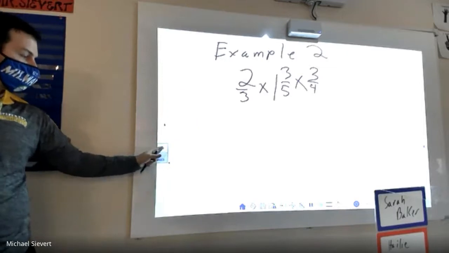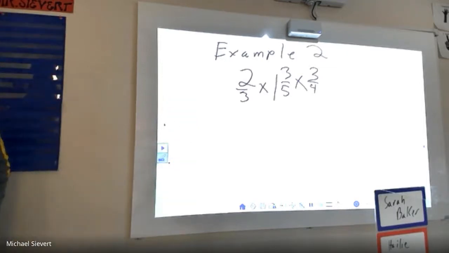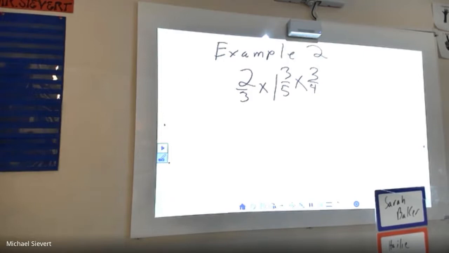Now, on to this equation. We have to multiply 2/3 by 1 3/5 times 3/4. What is the first thing you need to do? Because one of those is not like the others. So what are you going to have to do with it? Asia?